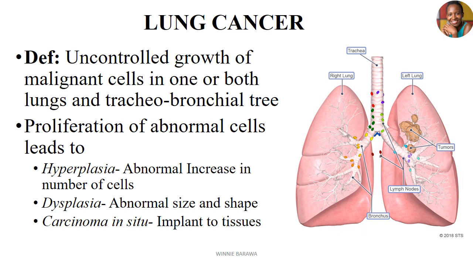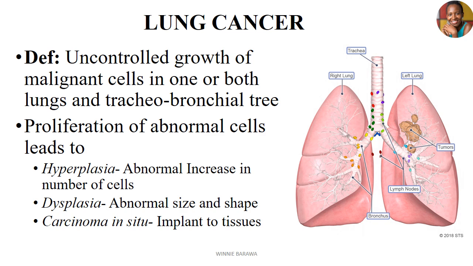So by definition, lung cancer is an uncontrolled growth of malignant cells in one or both lungs and the tracheobronchial trees. So where we have cases where the lung cells abnormally grow in one or both of the lungs, including sometimes the tracheobronchial trees, then we have a case of lung cancer. This is basically proliferation of abnormal cells.